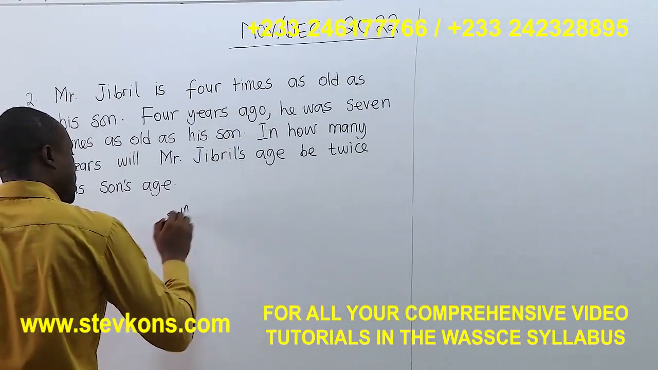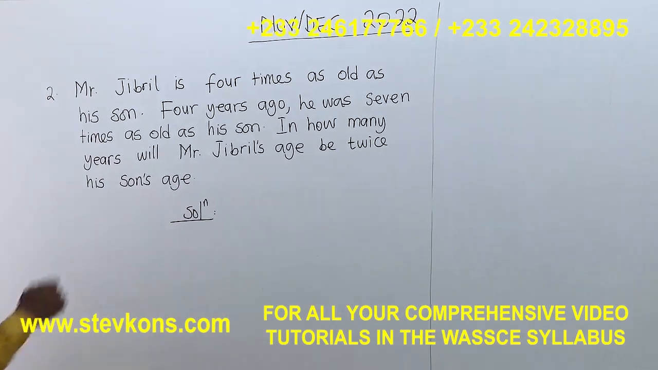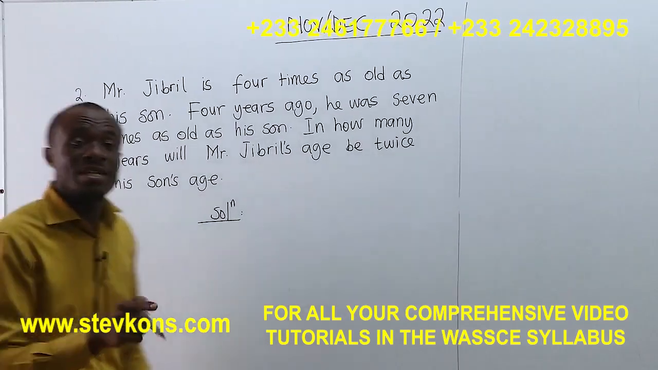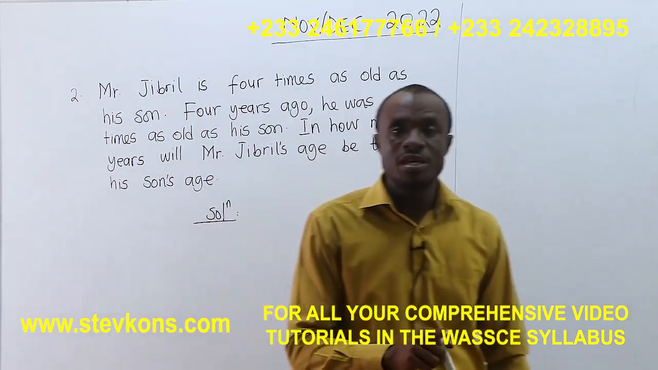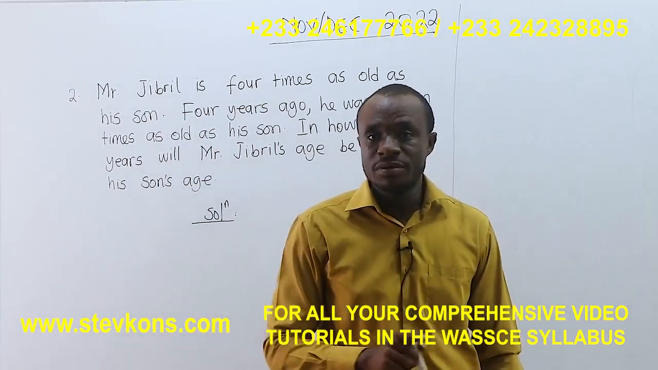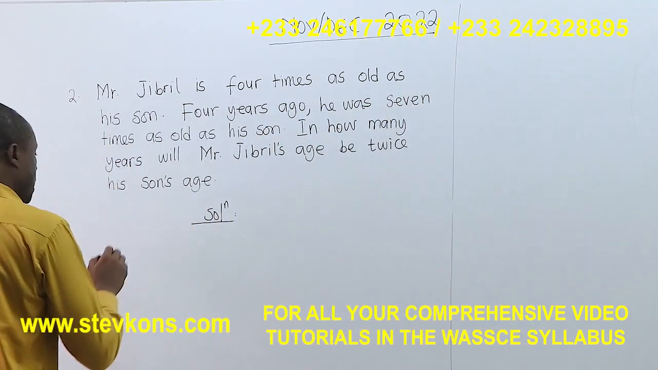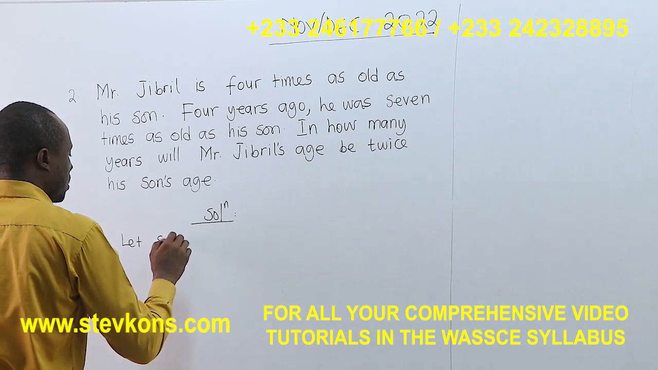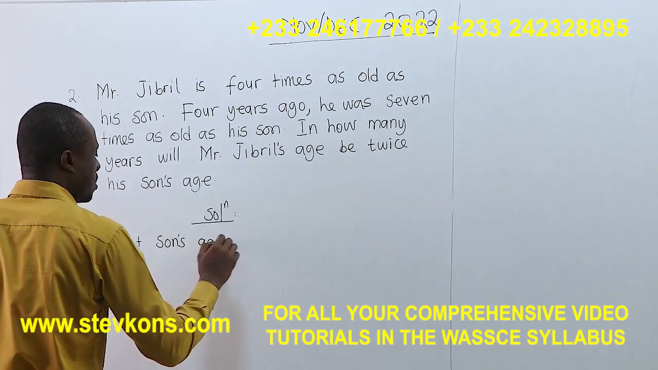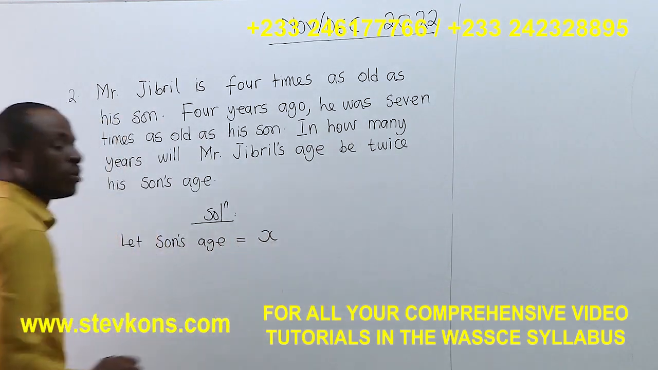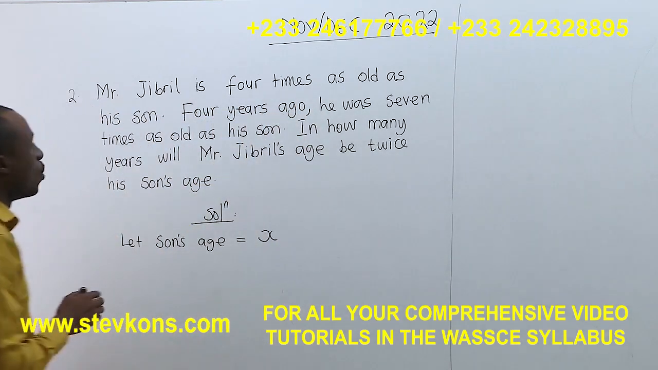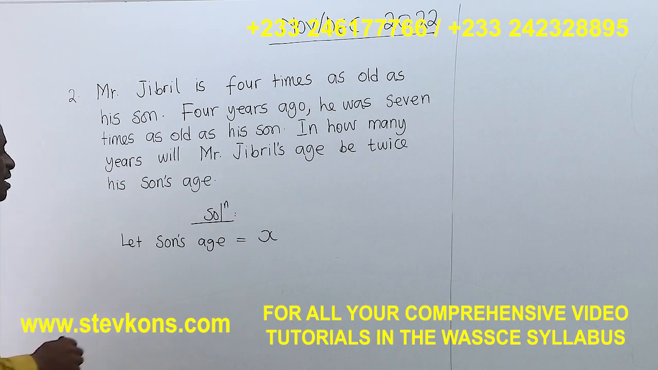Now let's take our time. What is the question saying? Mr. Jibril is 4 times as old as his son. It means that if you know the son's age, you'll be able to know Mr. Jibril's age. So suppose, let the son's age be equal to x. We are being told that Mr. Jibril is 4 times as old as his son.